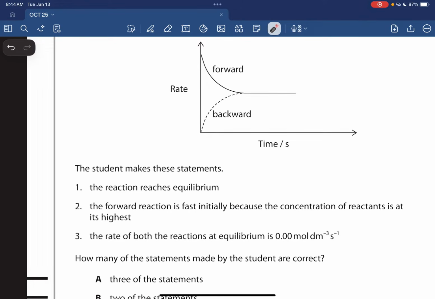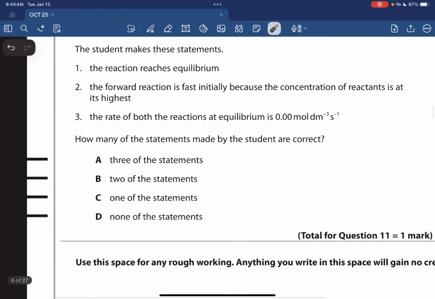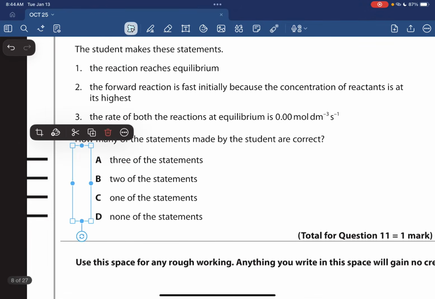Yeah, obviously, because as the concentration of the reactants is high, the rate of the forward reaction is going to be higher as well. Next, does the rate of both reactions become zero at equilibrium? Not at all. The rate doesn't become zero. The rate of forward reaction is equal to the rate of backward reaction. This is one of the criteria for dynamic equilibrium, and the reaction is still happening. The reaction does not stop. So this and this should be correct, whereas this shouldn't be. So two of these statements are correct. B should be the answer.